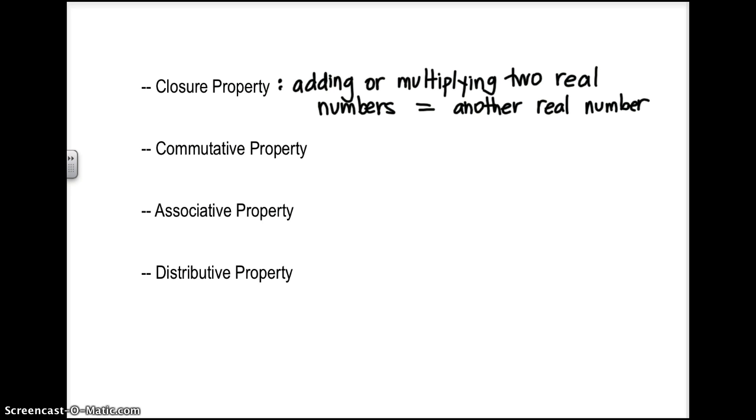Quick example for you. 7 plus 1.5 equals 8.5. Real plus real equals real. Okay? 7 times 1.5 equals 10.5. Real number times real number equals real number. Okay? When we see the closure property, the way we talk about it is that it is closed. The real numbers are closed under addition and multiplication.